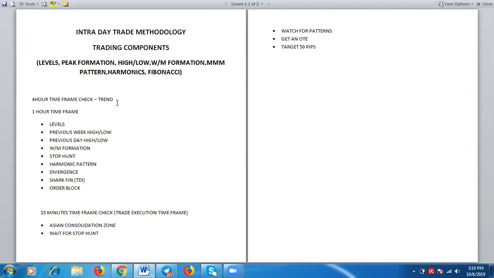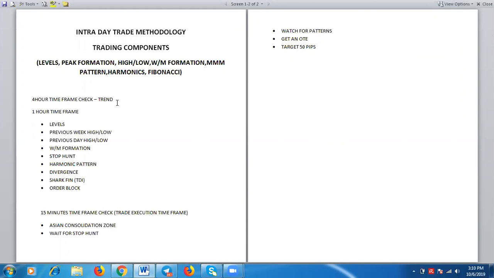I'm going to be looking out for W or M formation, stop hunt. I'm going to look out for harmonic pattern. Is there a harmonic pattern on this particular pair? Then also I look out for divergence. I'm looking out for shark fin, TDI, checking for shark fin, and then order block. I'm going to also look out for order block, mark that out. So these are the kind of things you're going to see on my chart, so it will help you understand what I'm looking at.